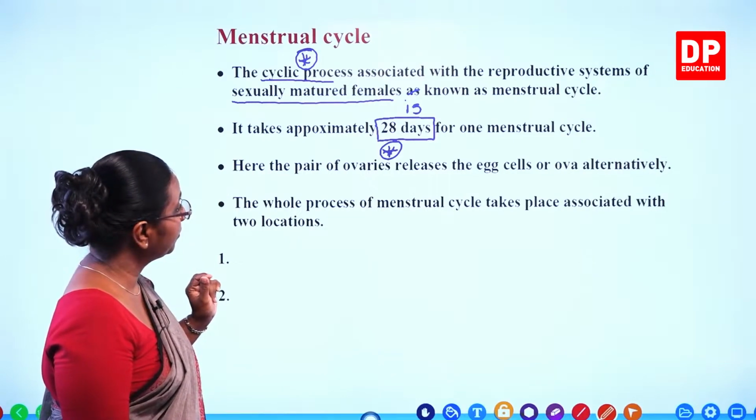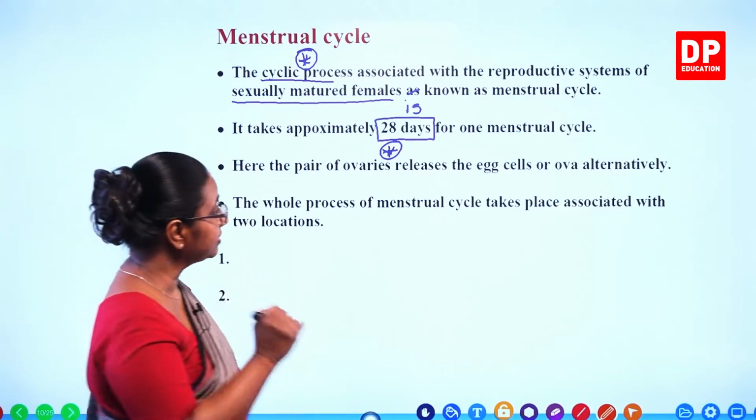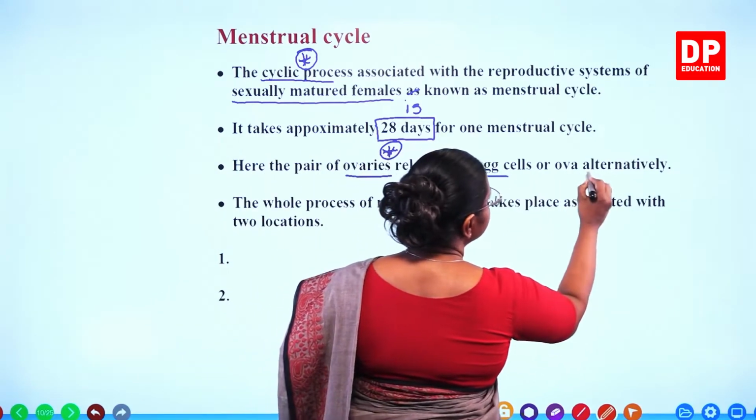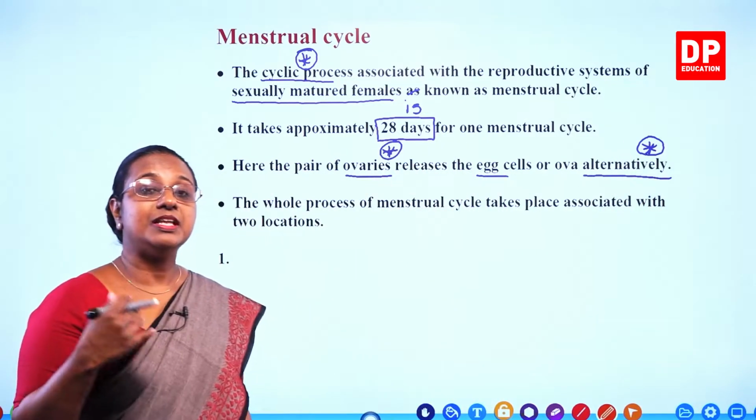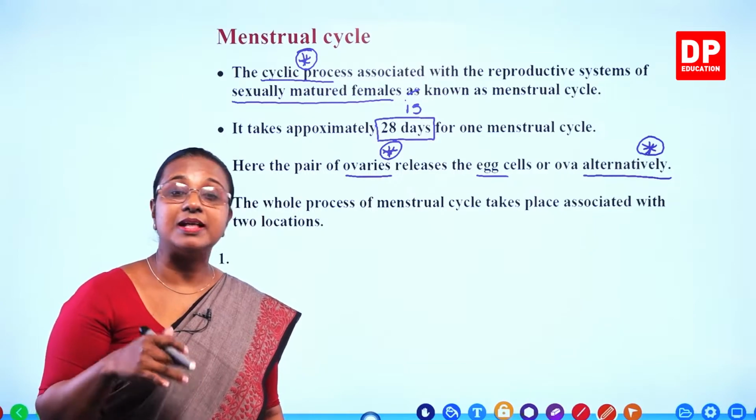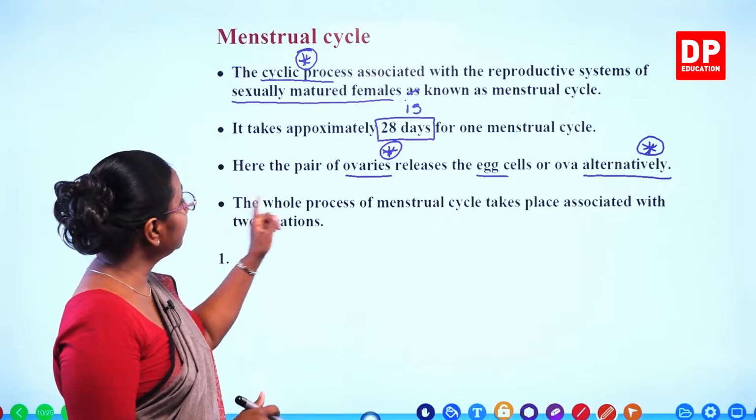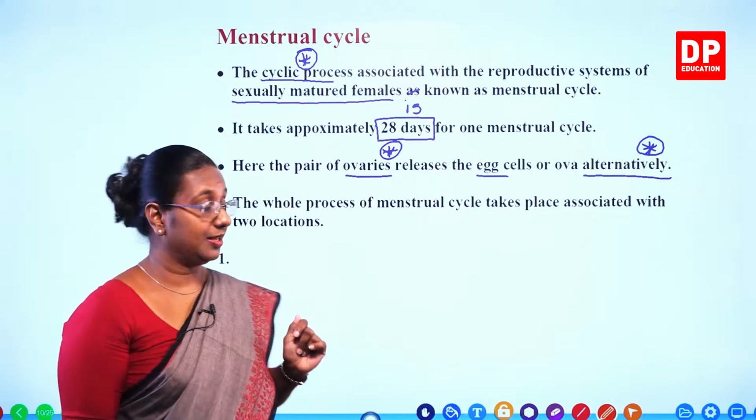Here, the pair of ovaries release the egg cells or ova alternately. That's very important. The ovaries release the egg cells alternately. So, in one month, if it is the left ovary, then the next month it will be the right ovary that will be releasing the ova. So, the ovaries will function alternately.